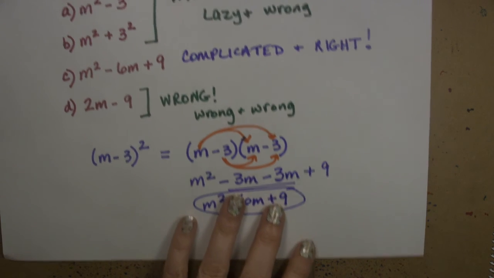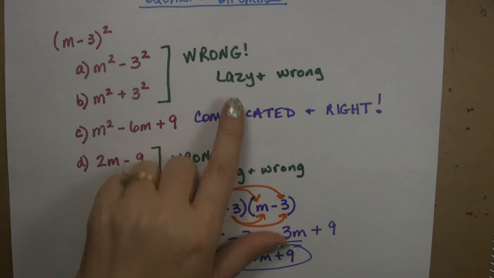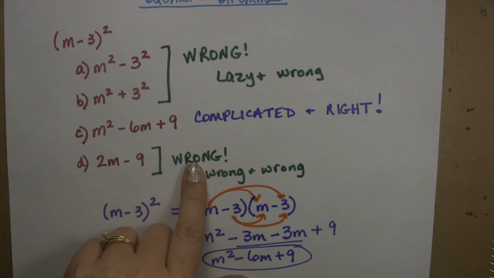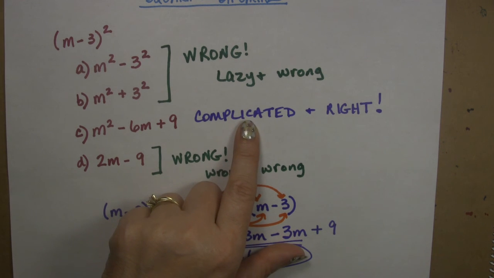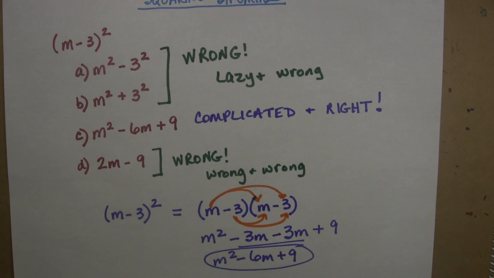Okay, so my point here is that I don't want you to be lazy and I don't want you to be wrong. I want you to accept the fact that multiplying binomials together is fairly complicated, probably cannot be done in your head, but you can get them all right.